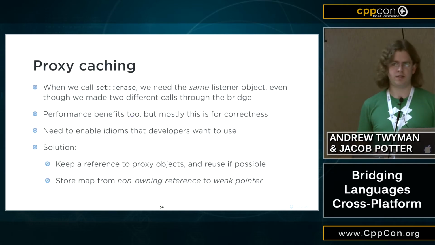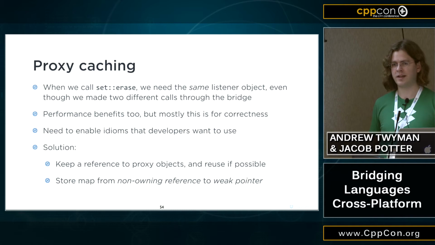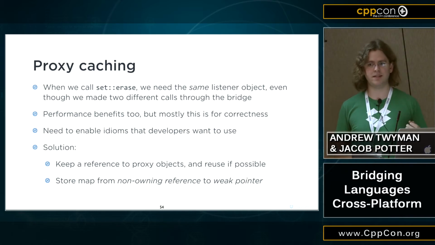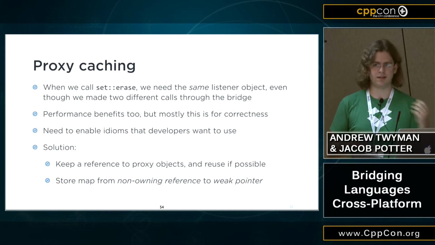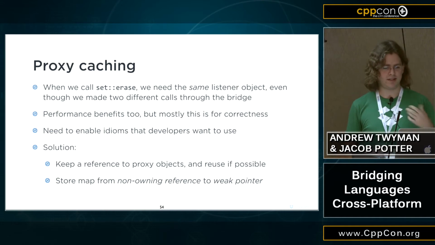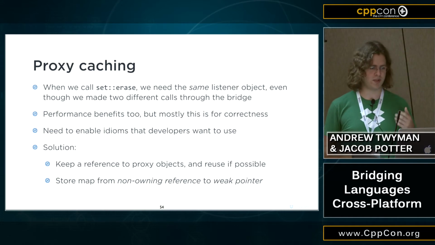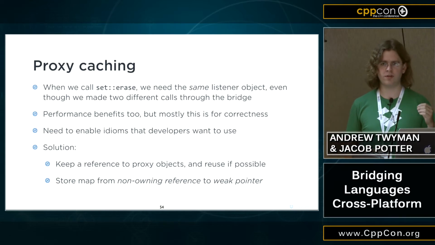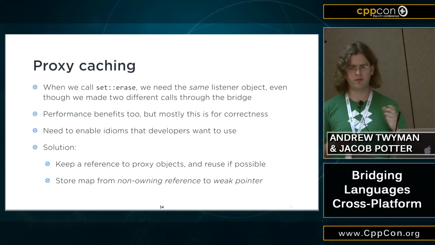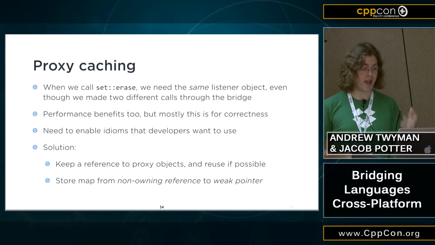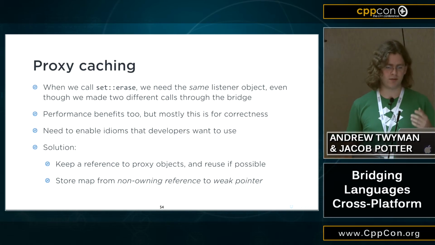So there are performance benefits to not creating a whole bunch of objects that aren't going to last for very long, but really this is for correctness, right? We might need identity comparisons to behave the same in C++ or on one side of the barrier as they do on the other. And this is necessary to enable idioms that developers want to use. So what we do is we keep a cache with references to all of the proxy objects that we've created. And whenever we pass something from Java to C++ or across any other language pair, we hang on to it. And we reuse it if we can.